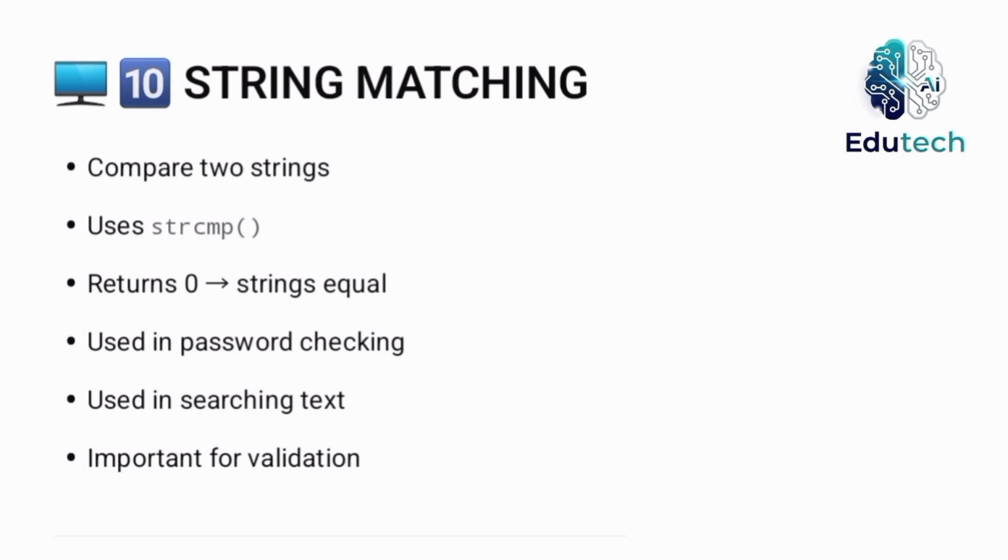Explain string matching. String matching refers to comparing two strings to check whether they are equal or to find the occurrence of one string within another. In C, string matching is usually performed using the strcmp function. If the function returns 0, it means the strings are equal. String matching is useful in applications like password checking, searching words in a sentence, and validating user input. Proper understanding of string matching is important for handling text based data efficiently.